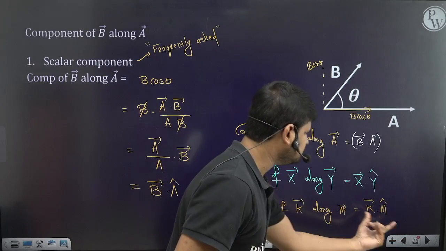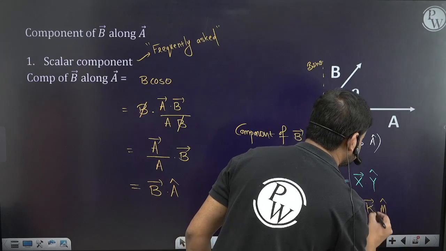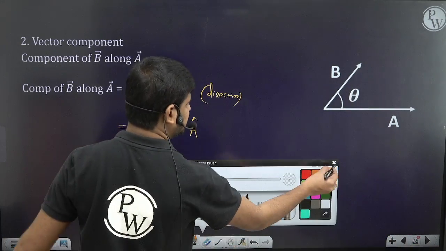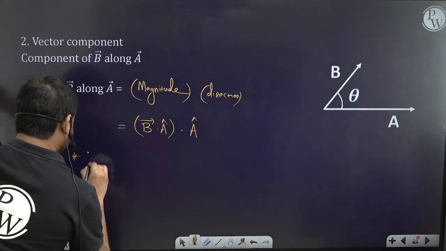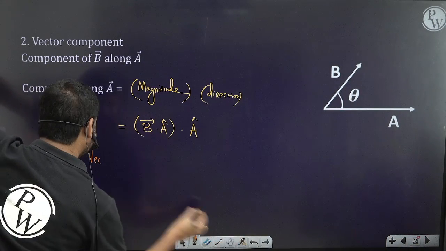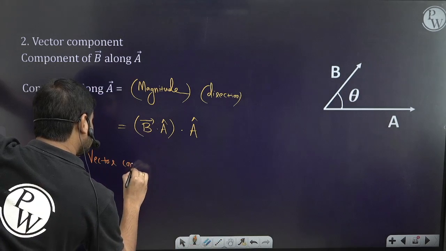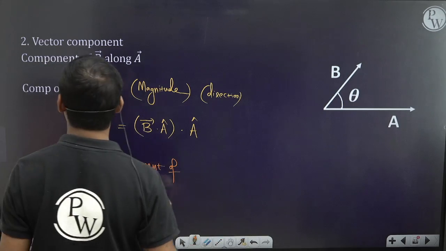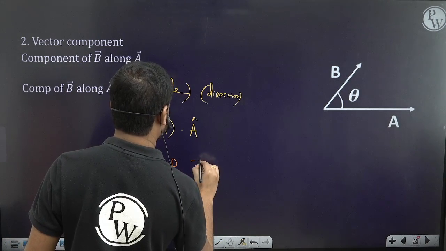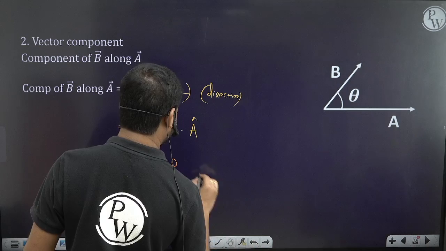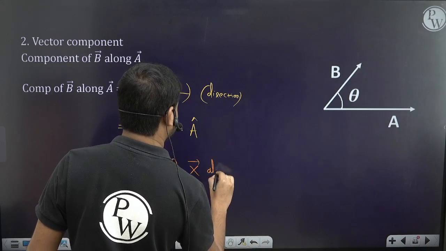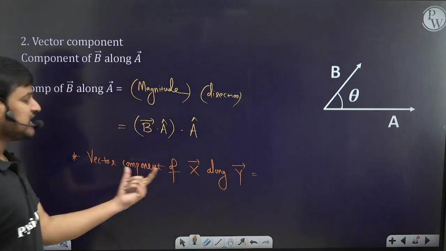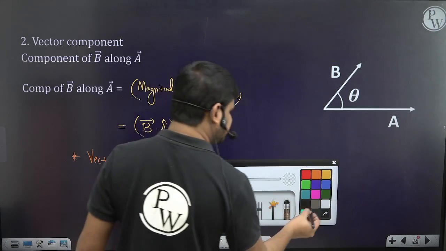Okay, so till here clear everyone? Next, I'll give one more example. See here, if I say the vector component of x along y, so it should have a magnitude.